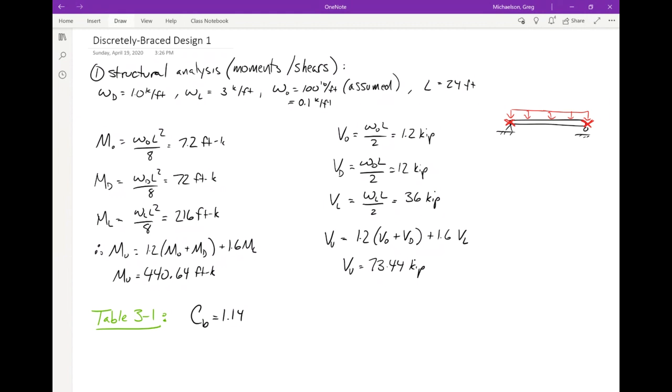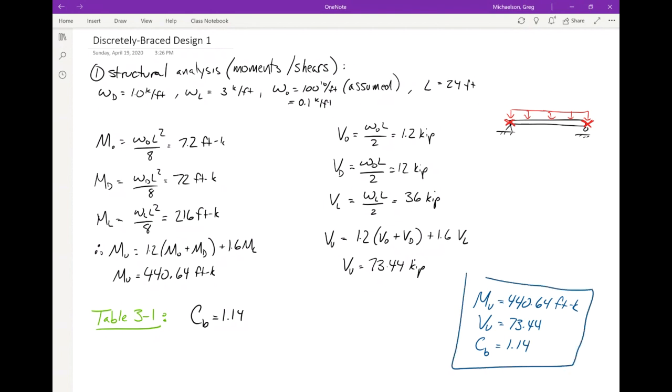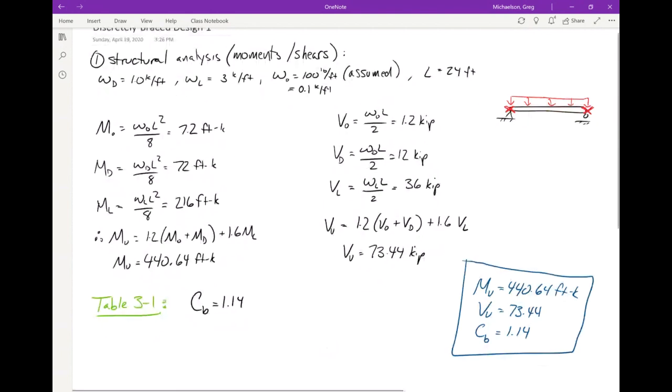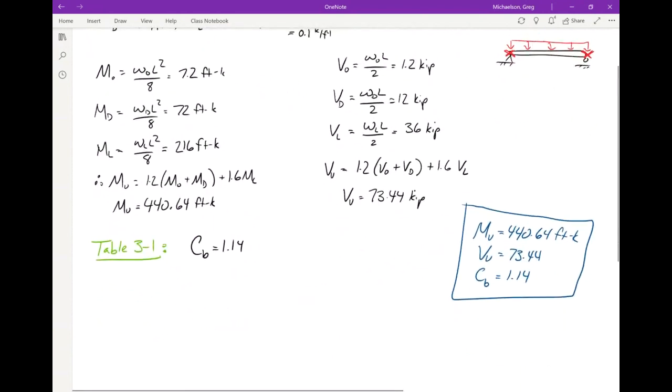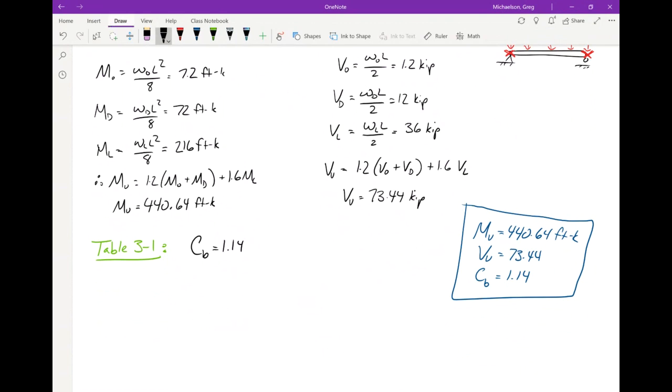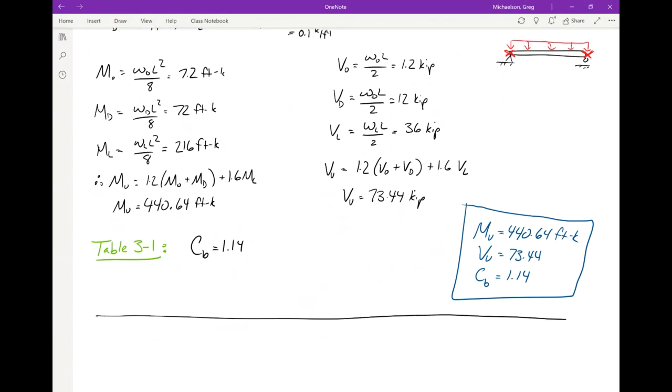1.14. So after step 1, we're left with MU is 440.64 foot kips, VU is 73.44, and CB is 1.14. That's sort of what you want to leave step 1 with, a design moment, a shear, and a CB. All right.